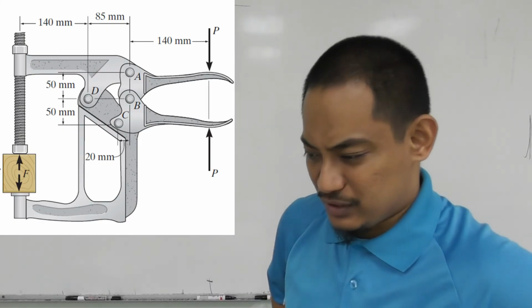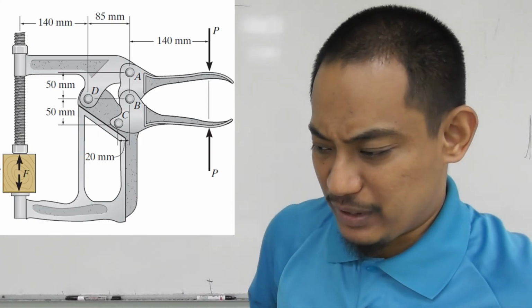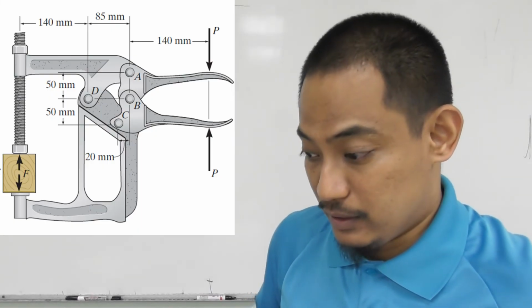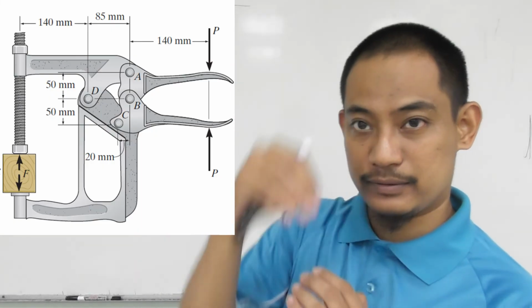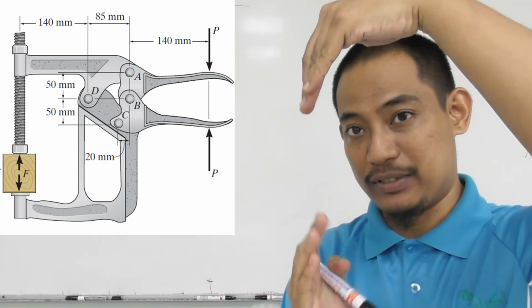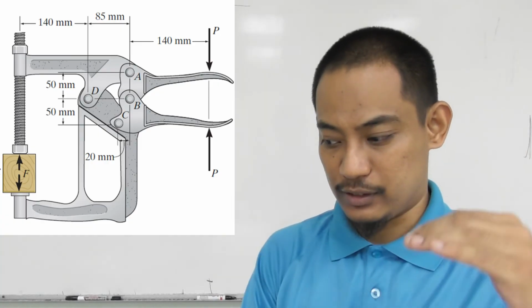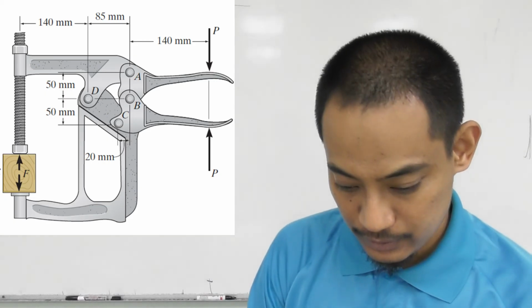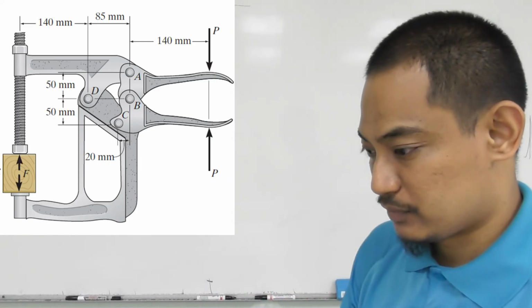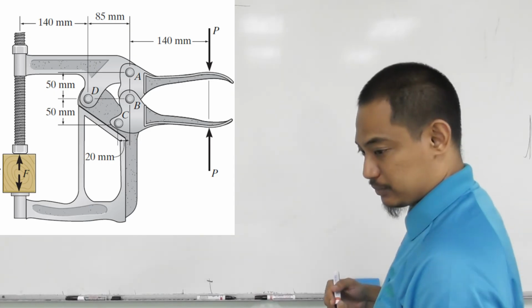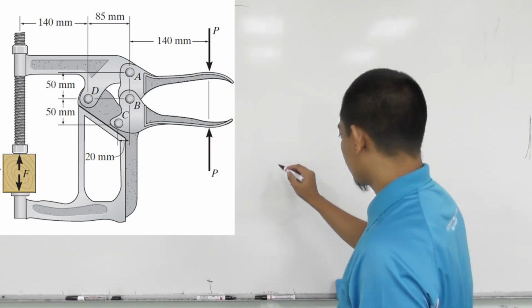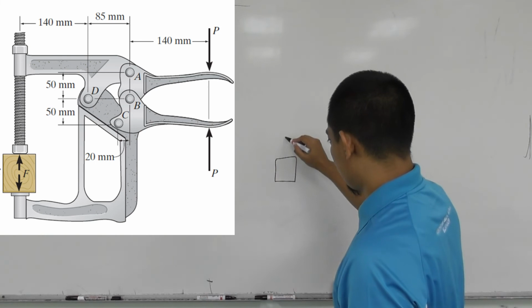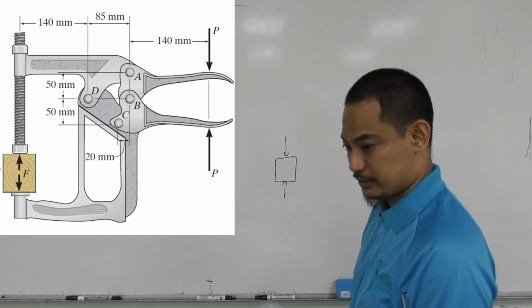Alright, so this is quite interesting. First, you have to be able to imagine what's going on. Basically, you are pressing at the end there with P, and as a result, it is compressing the wooden block at E. So if we start from the block here, this block is being compressed.